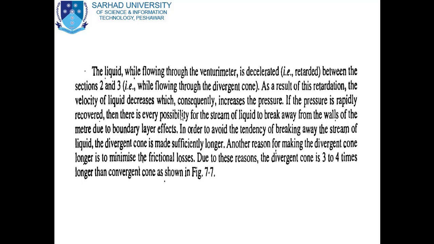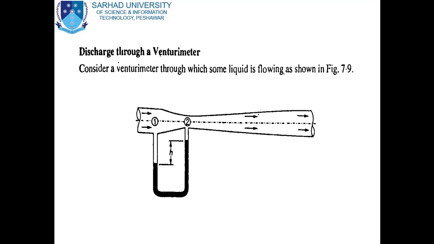then there is every possibility of stream of liquid to break away from the walls of the meter due to the boundary layer effects. In order to avoid the tendency of breaking away the stream of liquid, the divergent cone is made sufficiently longer. Another reason for making the divergent cone longer is to minimize the frictional losses. Due to these reasons, the divergent cone is 3 to 4 times longer than convergent cone as shown in figure 7.7.